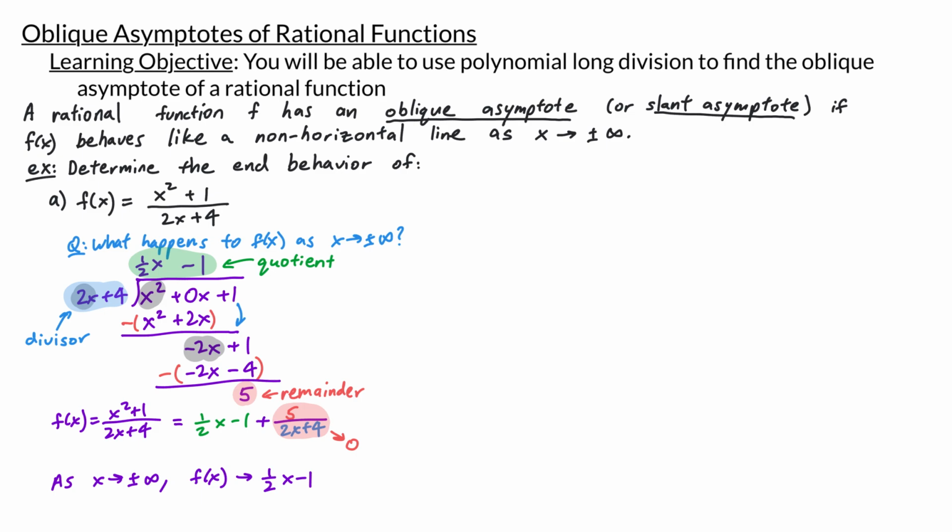Now, if we think about the function 1/2 x minus 1, this is a linear function. So we're saying that our function f of x, this rational function, behaves more and more like this line, 1/2 x minus 1, as x gets larger and larger. So this line, y equals 1/2 x minus 1, that is our oblique asymptote. Let's take a look at our graph to confirm this behavior.